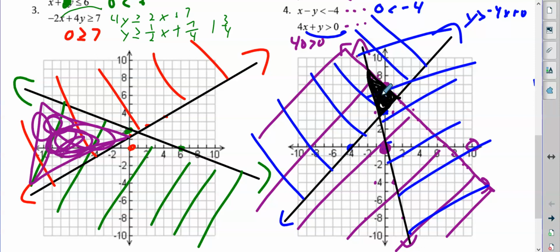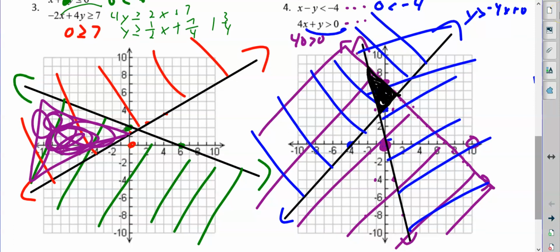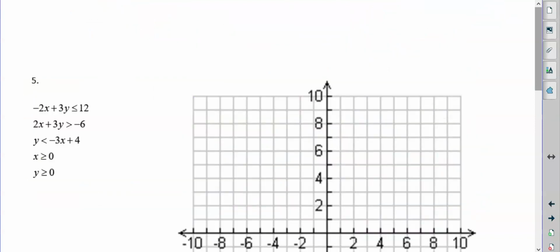Okay? And you can tell, even with drawing these simple lines, how it's like, wow, that's getting a little confusing. If you shade everything, it just makes it almost impossible to do these problems. All right, last one. This is a big one.